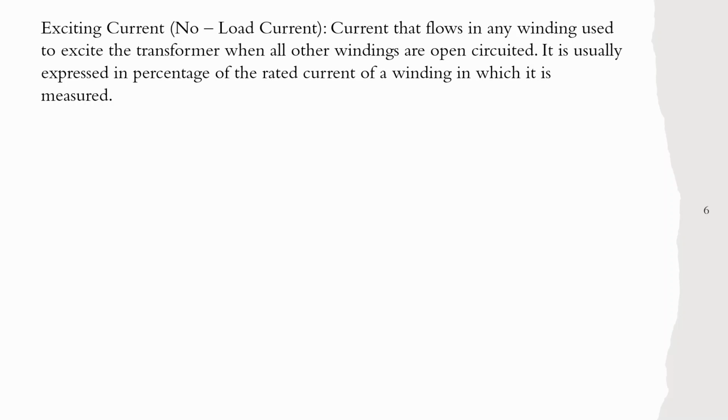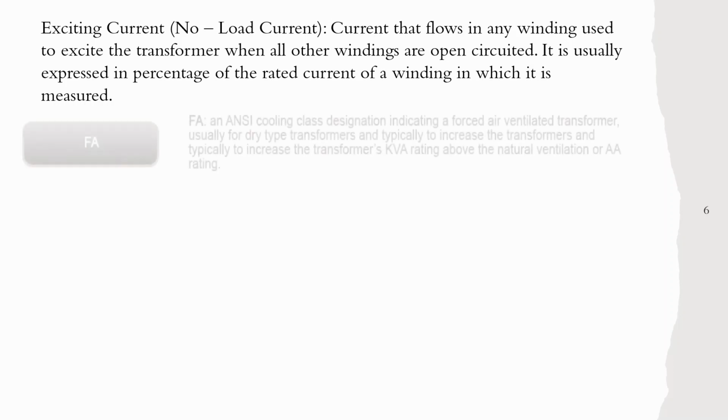exciting current, no load current. Current that flows in a winding used to excite the transformer when all other windings are open circuit. This is usually expressed as a percentage of the rated current of the winding in which it is measured.